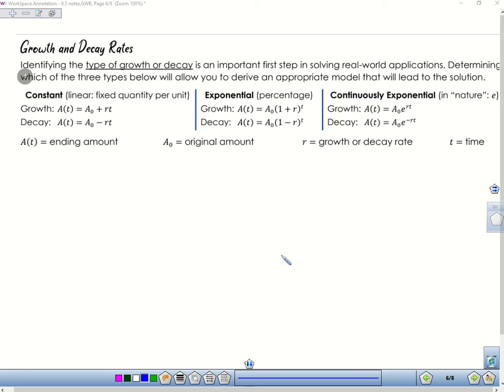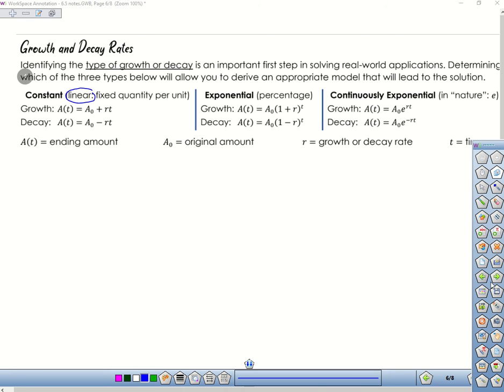So there are really three types of growth and decay. There's constant growth and decay, there's exponential growth and decay, and there's continuous exponential growth and decay. Okay? So what we're going to talk about first is constant, and this is also known as linear. So this is one that you're probably used to working with.